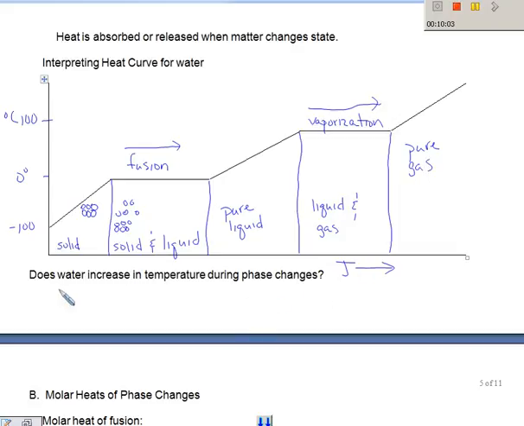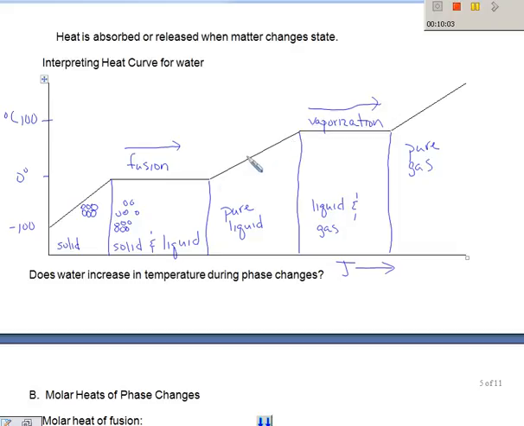So let's look at this question here. It says, does water increase in temperature during phase changes? Well, notice here, as we're going from the solid to the liquid phase, that the water continues to stay at 0 degrees C until all of the ice is melted. Think about it during the summertime. If you're drinking a Coke and you've got ice in that Coke, it stays nice and chilly even though the ice is melting. So when you're going through a phase change, your energy is going into changing the phases, not changing the temperature. Once you've changed completely over to the liquid, then you're going to see an increase in kinetic energy.